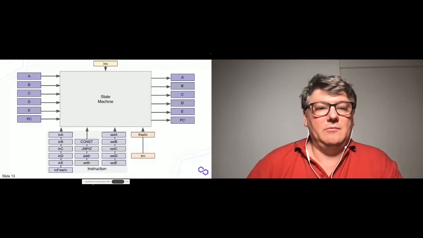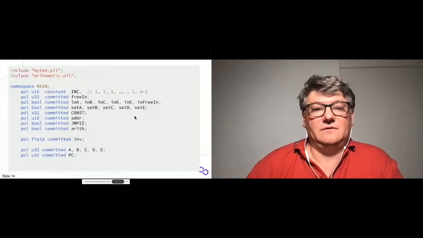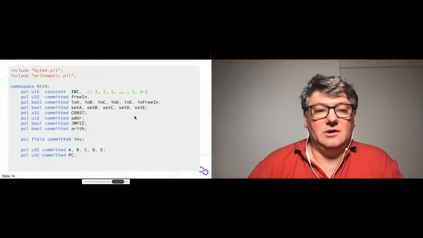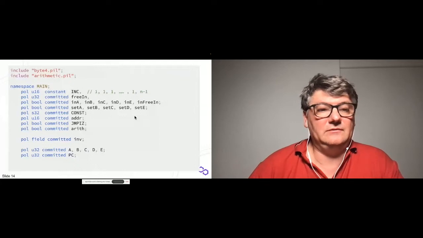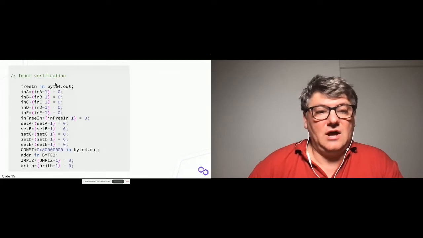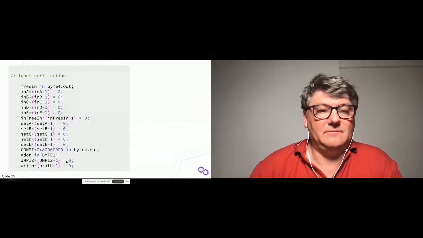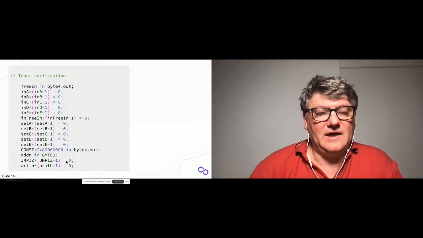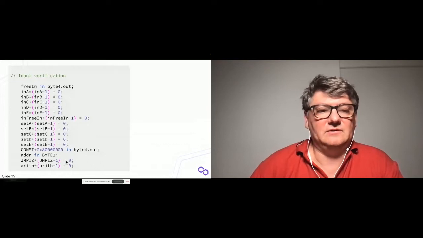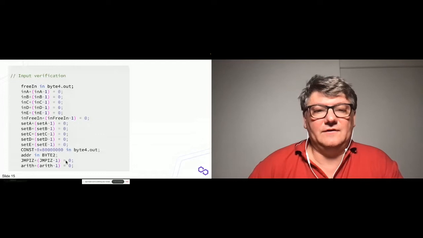So how would we do it in PIL? Well, we define all these polynomials. This is just a normal definition of the polynomials. Here is just input verification. Actually, all this we are doing with a single lookup, but this is just input verification, so that it is a binary number, for example, or that an address is in byte 2. So we have different constraints.